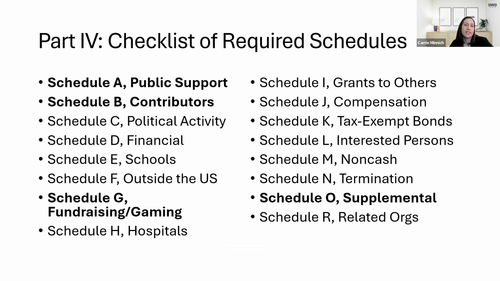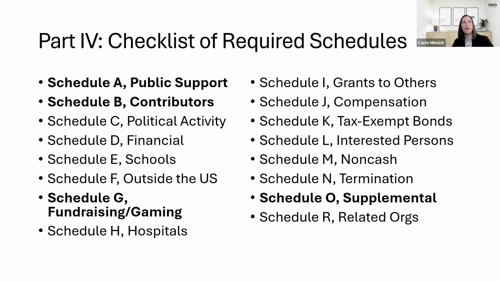The next part is several pages, like 2 or 3 pages of checklist of required schedules. So not only do we have a core form of the Form 990, but we, as you can see here, have additional schedules A through R that you might have to complete if your activities require you to do so. I have never seen a nonprofit that has to complete all of these schedules. Most organizations will have to complete the ones I have in bold here, Schedule A, B, G, and O, and we're going to talk about these a little bit later.